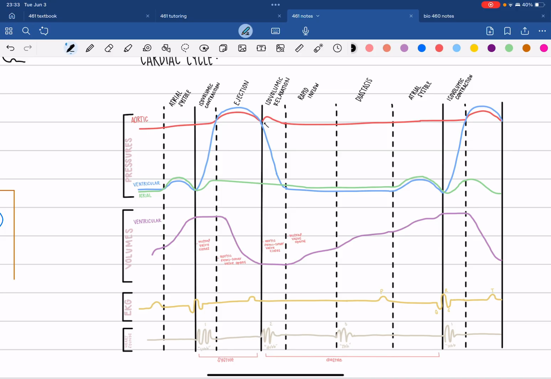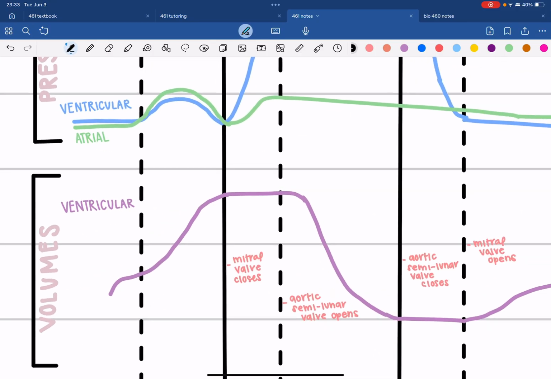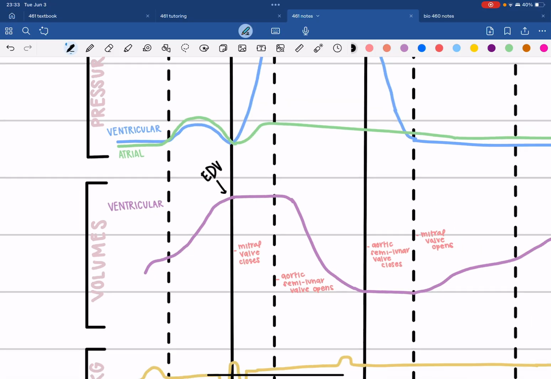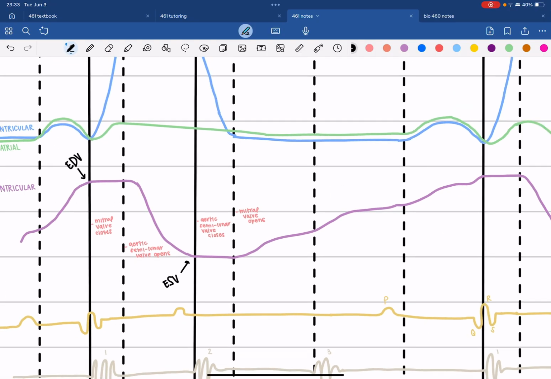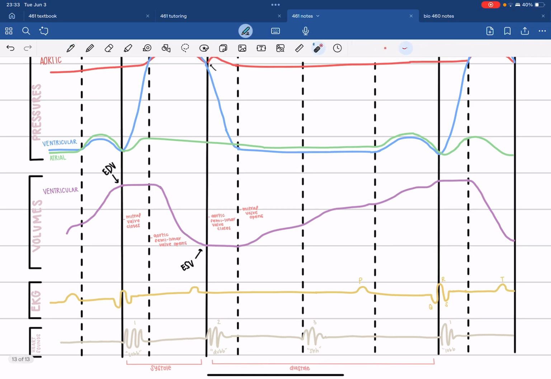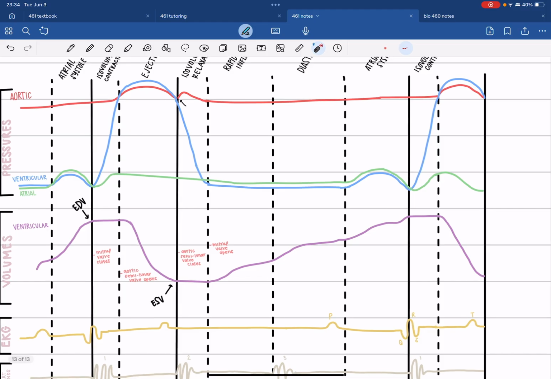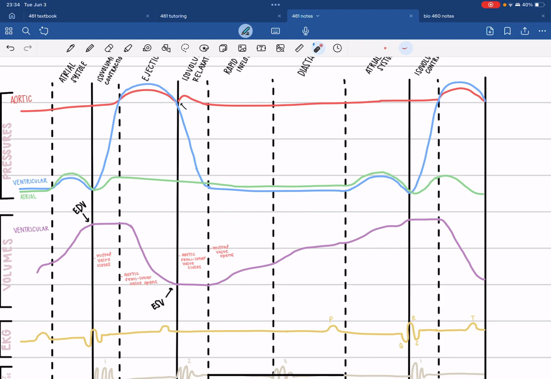Here's a good point to bring up, that right here, this is going to be your end diastolic volume. So at the end of diastole, that's the value that we're looking at. And then right here is going to be your end systolic volume, so the value at the end of systole. Then we have 3 phases where we really just refill the ventricle. We have two phases that are passive, where the blood isn't being pushed, it's just falling right in. And then one phase that is active. And then it does the whole cycle again.